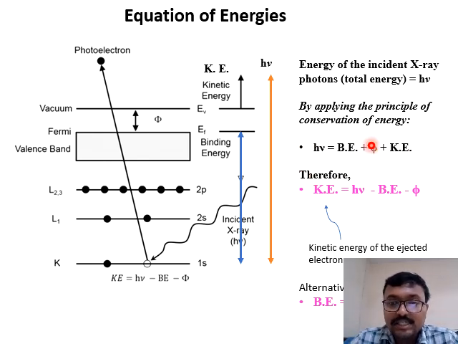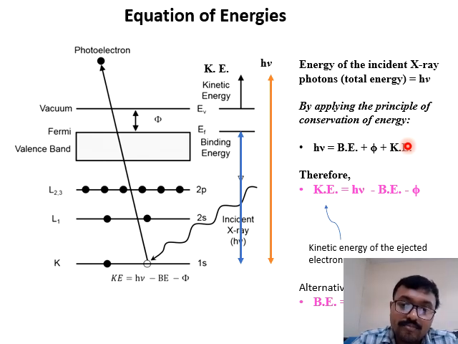So in this equation, what are the unknown things? h nu is the incoming radiation, which we know very well. The work function depends on the spectrometer and on the element we are using. So we know h nu, we know the work function, and the kinetic energy we are calculating from the instrument. If we know these three things, we can easily calculate the binding energy.